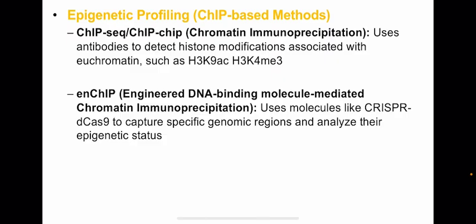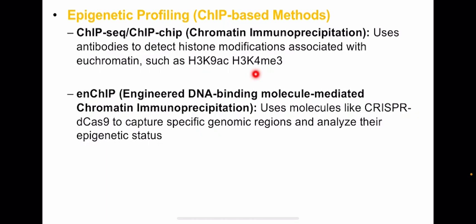So through this method, ChIP, we use antibodies to detect histone modifications associated with chromatin, such as the acetylation of K9 or methylation of K4. Mostly, if you see this kind of modification, they are found in euchromatin. K9 being acetylated and K4 being methylated or acetylated. So mostly K9, K4, K14.